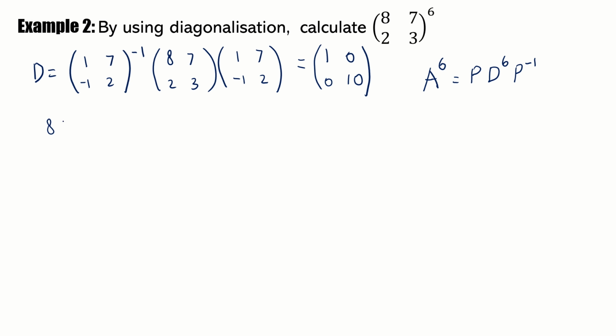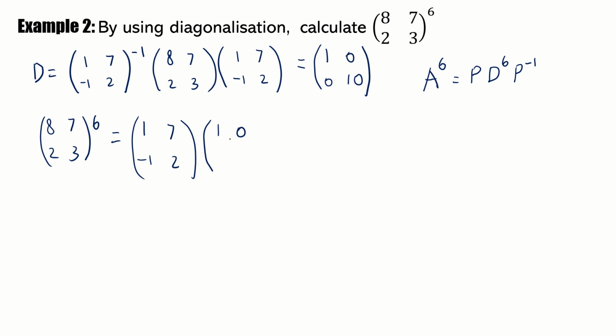So we know that (8, 7, 2, 3) to the power of 6 is going to be our matrix P times the diagonal matrix to our power, which was 6, and then just multiplying by the inverse of our matrix P. And this is something you could then use a calculator to help you do, but the interesting thing about this process is it's meant to help you be able to do this with either only a numerical calculator at most, or maybe even no calculator at all if the numbers are small enough to allow you to do so.